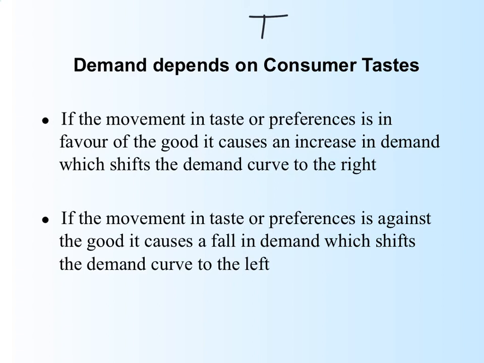Okay, the next one is consumer tastes, and you'll see in our function that's denoted by T. If the movement in taste or preferences is in favour of a good, it causes an increase in demand, which shifts the demand curve to the right. So you'll see an increase in demand. What do we mean when I say that? Let's take an example. AirPods. Everyone now wants AirPods because they are the new thing, the new technology. So when you see a movement in taste or preferences towards a good, then there's an increase. If they move favourably towards the good, they'll increase demand for it.